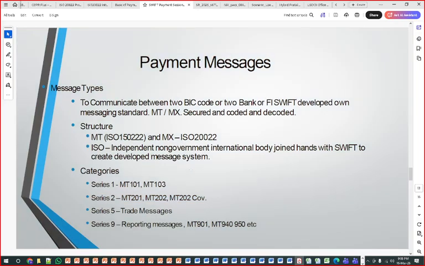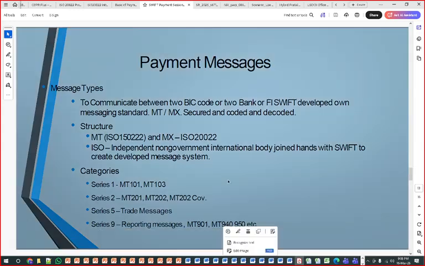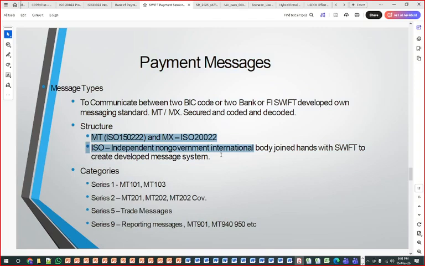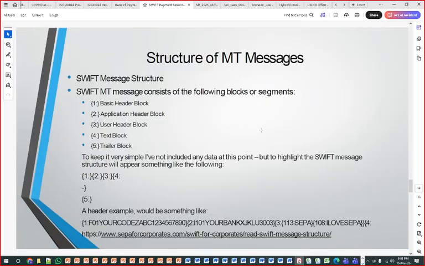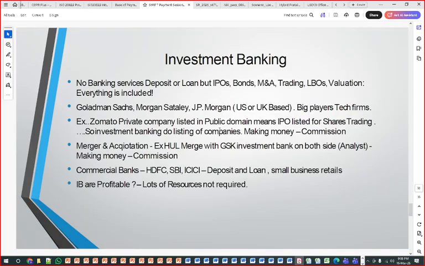I'm covering maximum messages, which is important for your interview purposes also. Then we are learning Category 9 messages as well. On top of that, we are going to learn MX messages also, and the conversion of MT to MX.